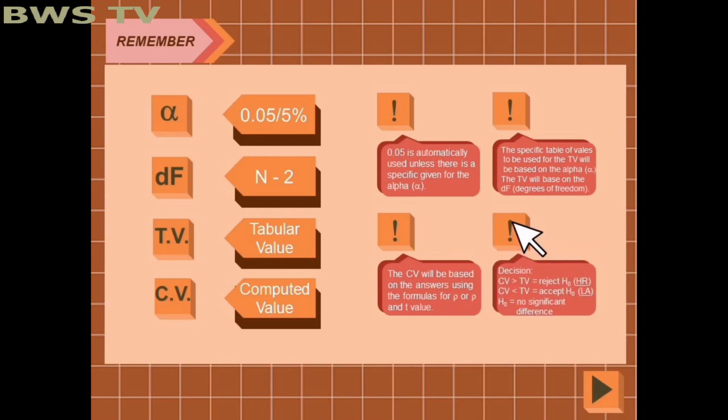The decision will be based on the comparison of the computed value and the tabular value. Where CV is greater than TV, then reject the null hypothesis, hence HR, or higher reject. And if CV is less than TV, then accept the null hypothesis, hence LA, or lower accept. Remember HR, LA. HR, higher reject. LA, lower accept.